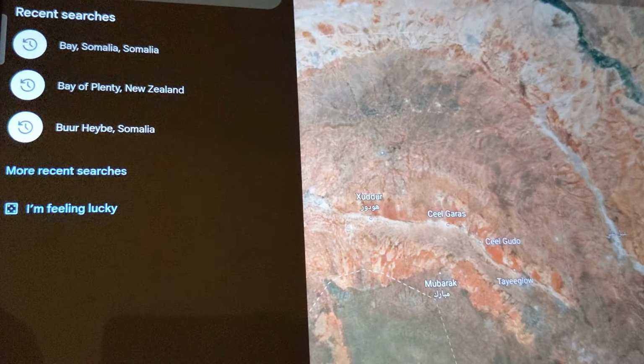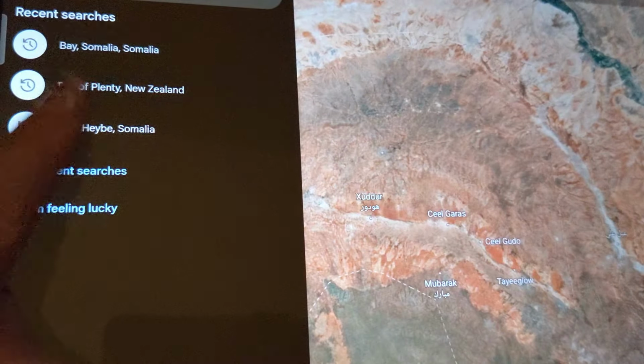I think it's over here. No, that's not it at all. I have it saved in my recent search right here. Ignore the other searches, it's a spoiler.